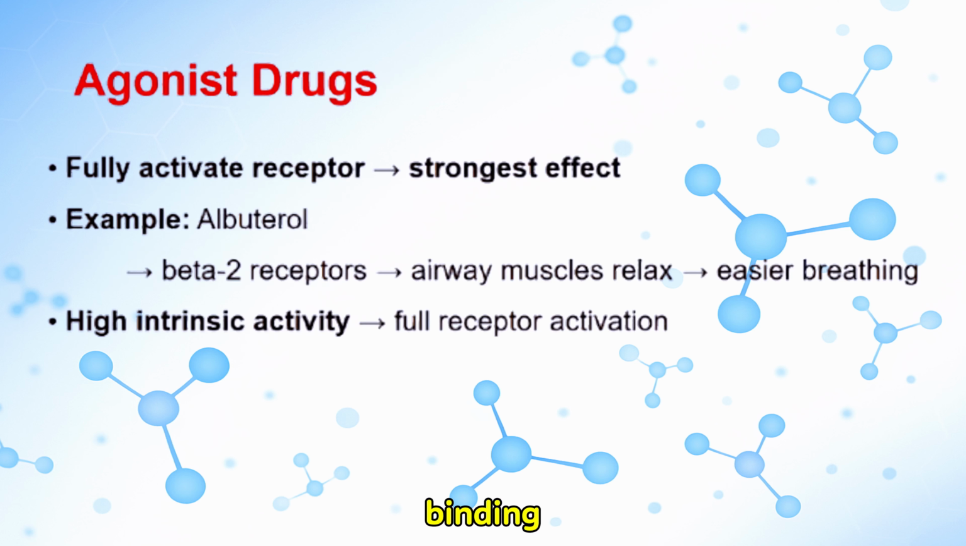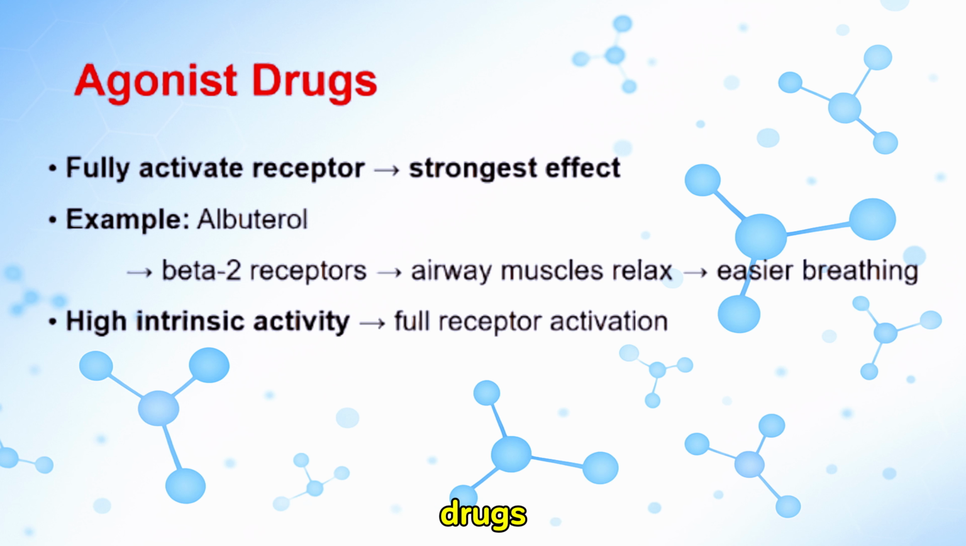Receptor drug binding. Agonists, partial agonists, and antagonists. Drugs that act on receptors can behave very differently depending on how they affect those receptors. Some drugs fully activate the receptor and create the strongest possible effect. These are called agonists. Take salbutamol, for example. It is a beta-2 agonist used for asthma. When it binds to beta receptors in the lungs, it tells the airway muscles to relax. This makes it easier for the person to breathe. Salbutamol shows us what a full agonist is, as it activates the receptor completely to produce a clear therapeutic response.